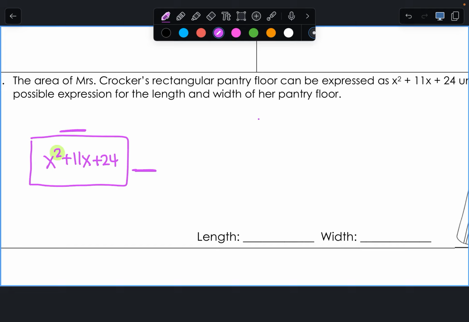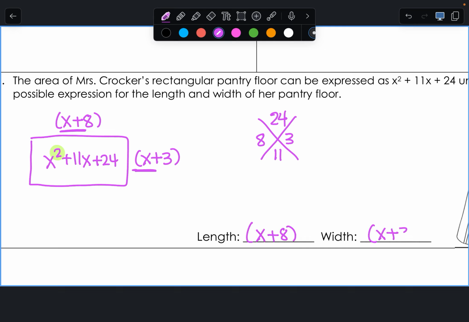So the way to solve it is to factor it. And to factor it, we use the diamond. What two numbers multiply? 8 and 3. So that tells you x plus 8, x plus 3. Once again, it doesn't matter which one's your length, which one's your width. So I'm just going to put the length is x plus 8. Okay? Questions?